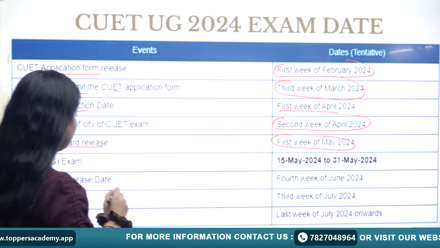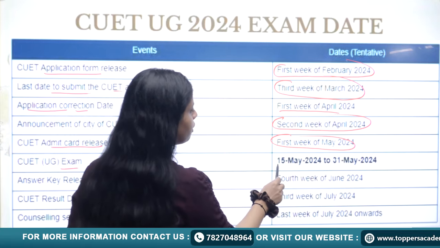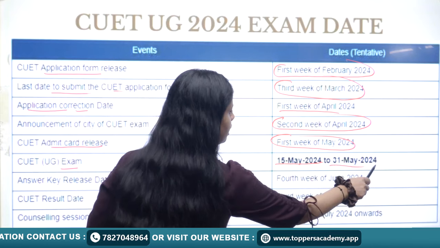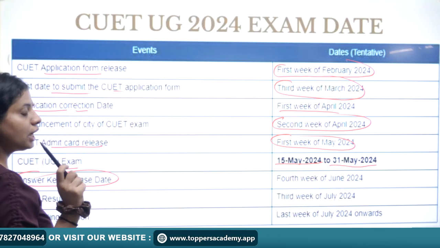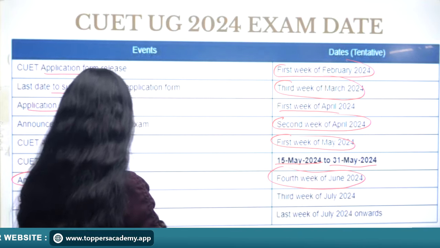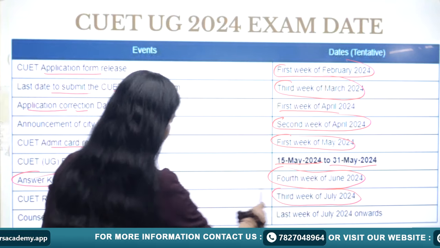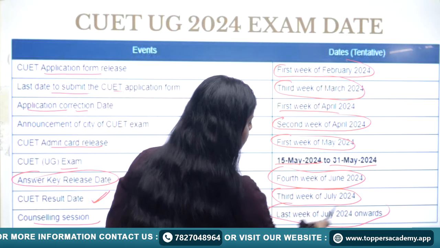As I already told you, the exam date for UGs will be your 15th May 2024 to your 31st May 2024. Your answer keys will be released in the 4th week of June. And your CUET result date will be your 3rd week of July. And when your counseling session starts, last week of July 2024.